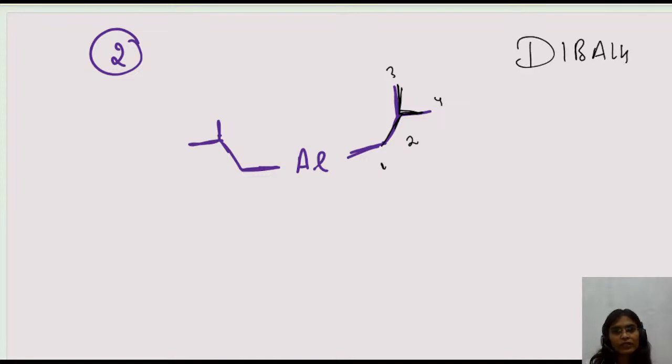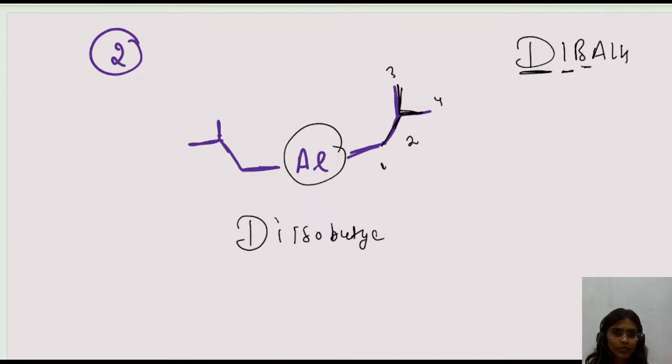So di for two, right? One this and one this. So it becomes di. And iso group, four carbon, so it becomes isobutyl. So di for dibutyl, I for iso, B for butyl, Al for aluminium because aluminium is also there, and some hydrogen is also connected with the aluminium. So it's Dibal-H. Okay, so it's a mild reducing agent.